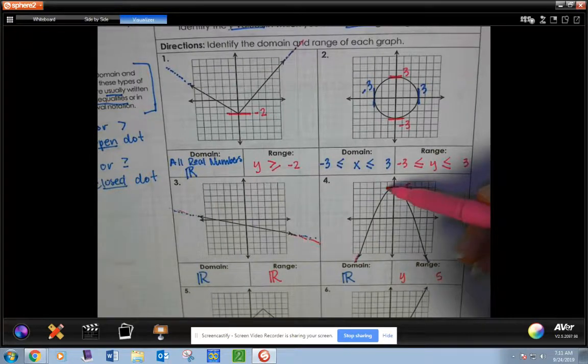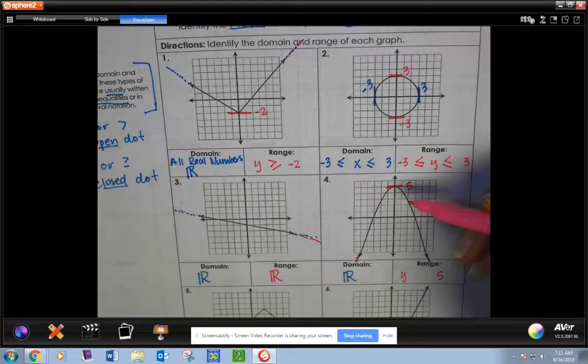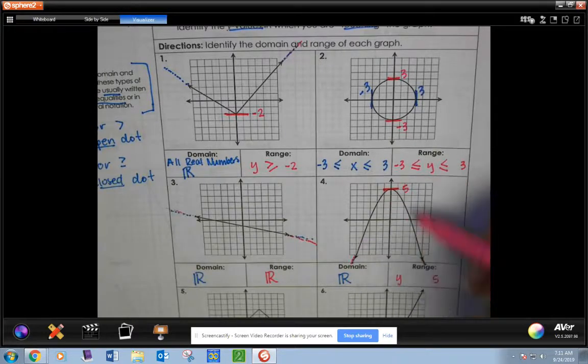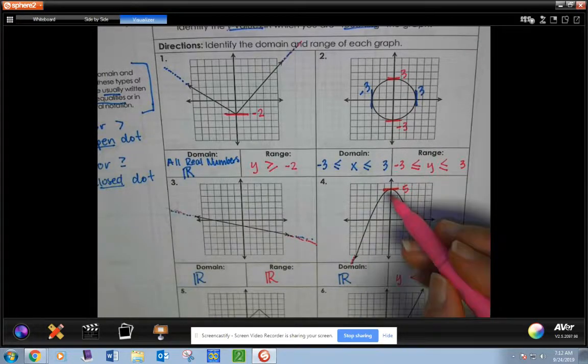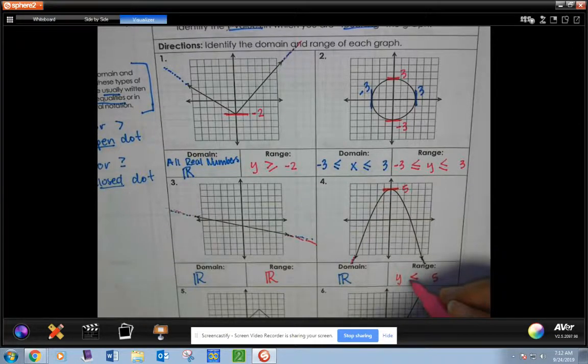Now I'm going to look at the line that I drew, and I'm going to ask myself, does the parabola curve above the line I drew, or is the parabola below the line I drew? Well, the parabola is below the line I drew, so this would be a less than, and since the curve touches the line I drew, I put an equal to.